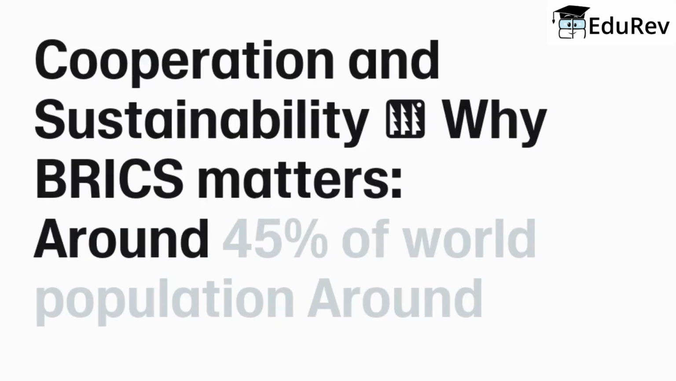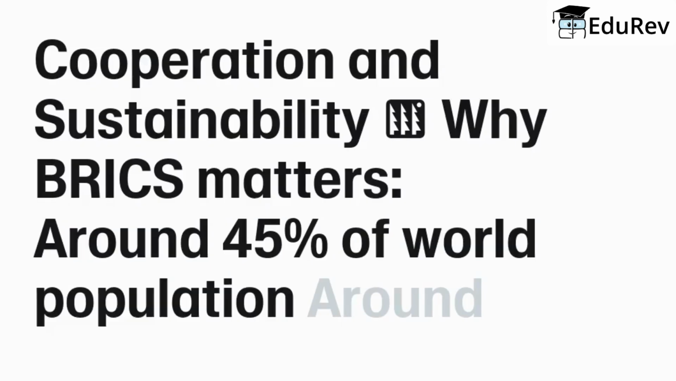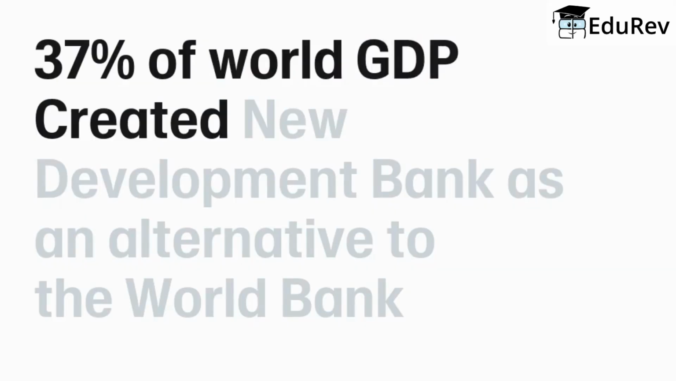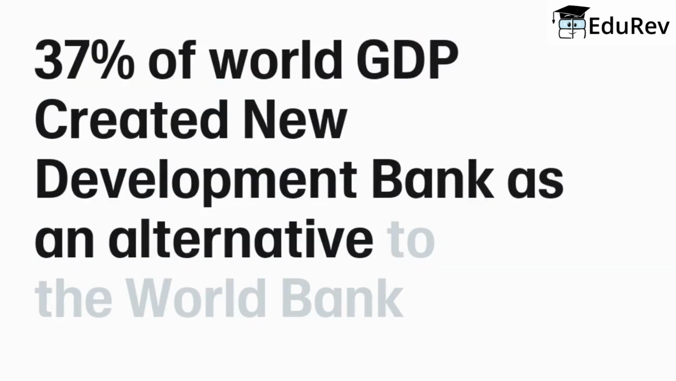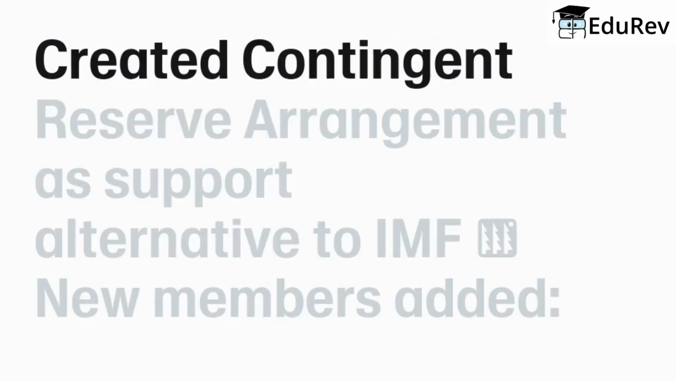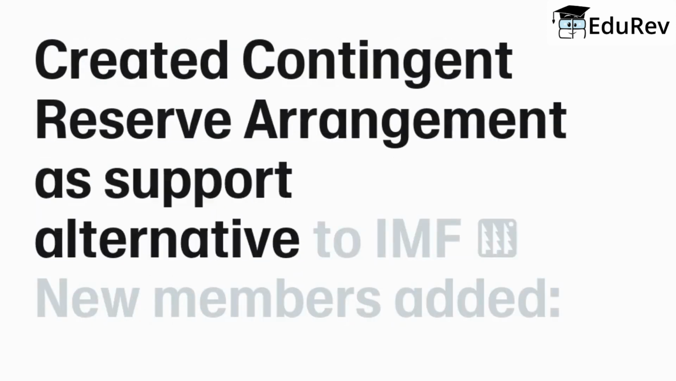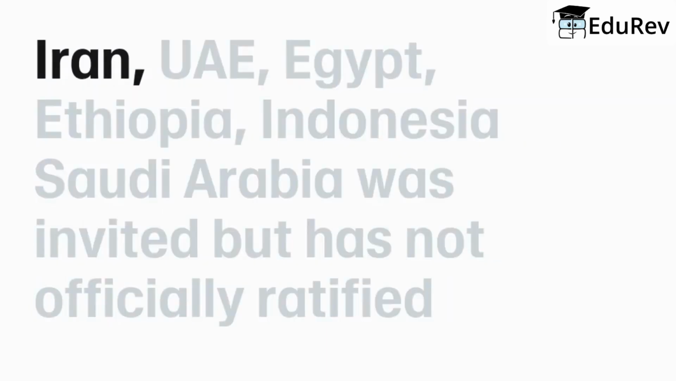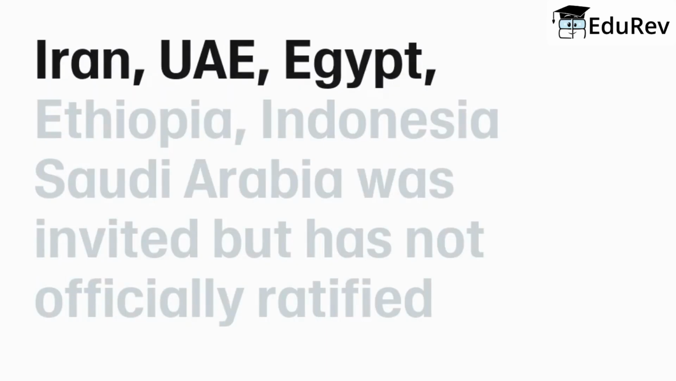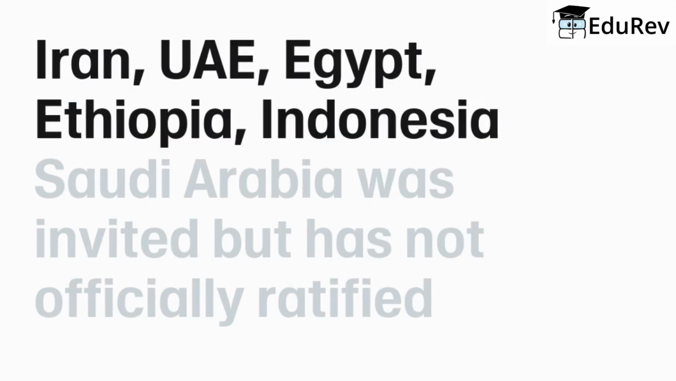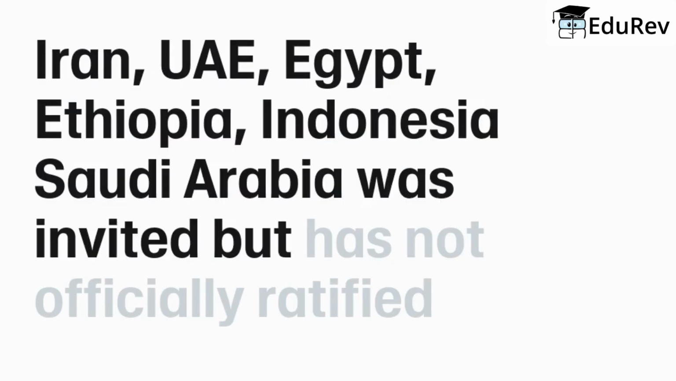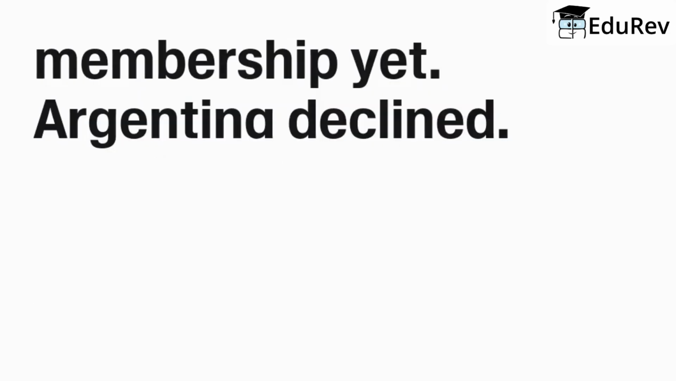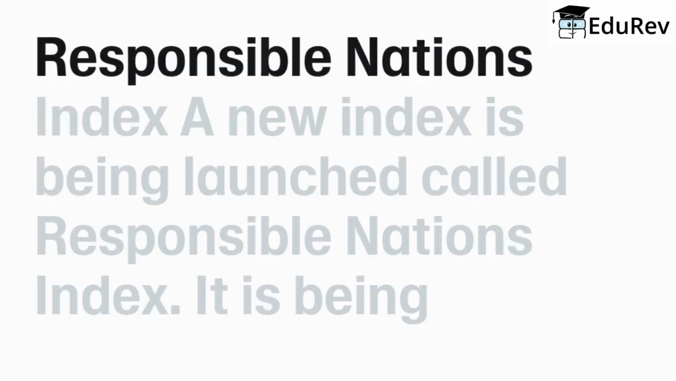Why BRICS matters? Around 45% of world population, around 37% of world GDP. Created new development bank as an alternative to the World Bank. Created contingent reserve arrangement as support alternative to IMF. New members added: Iran, UAE, Egypt, Ethiopia, Indonesia. Saudi Arabia was invited but has not officially ratified membership yet. Argentina declined.